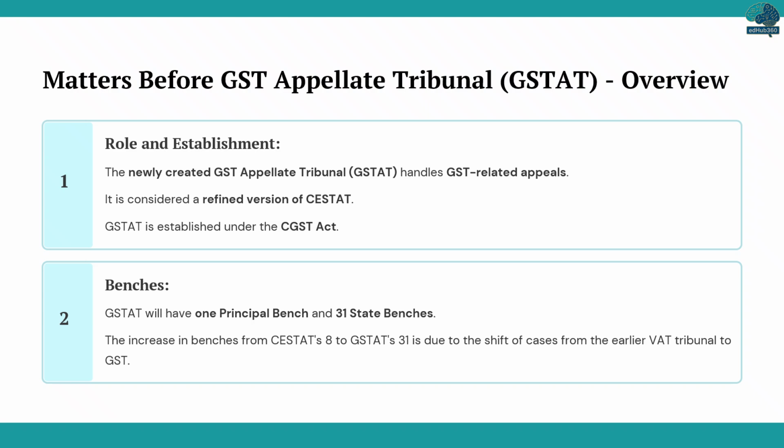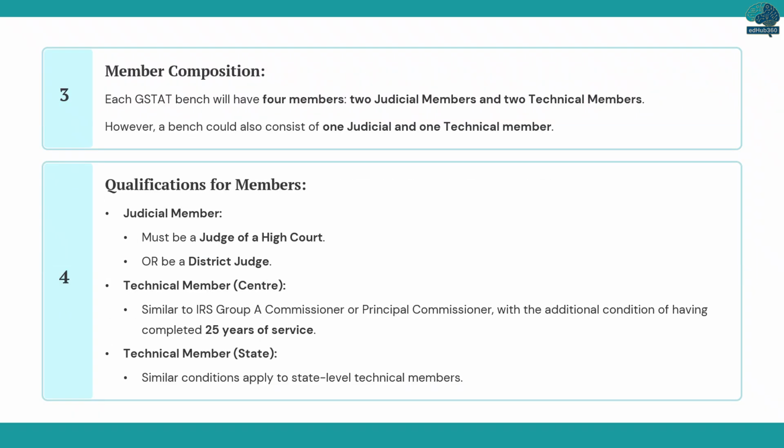It's often considered a refined version of CESTAT and is established under the CGST Act. GSTAT will have one principal bench and significantly more state benches, specifically 31, reflecting the shift of cases from earlier VAT tribunals to GST. Each GSTAT bench will typically have 4 members, 2 judicial members and 2 technical members, though a bench can also consist of 1 judicial and 1 technical member.